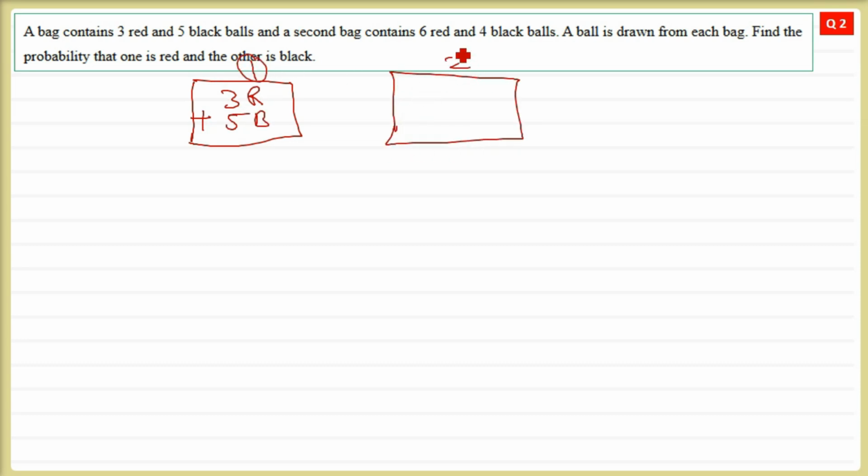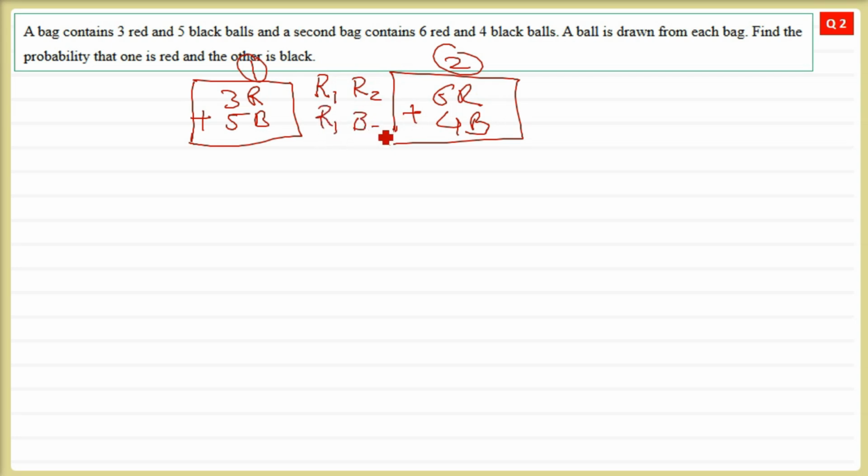Second bag is 6 red and 4 black balls. 6 R and 4 B. A ball is drawn from each bag. One is red and one is black. The probability needs to be found out. From the first one, red can come. The second can give also the red. So R1, R2. 1 and 2 represent first bag and second bag.